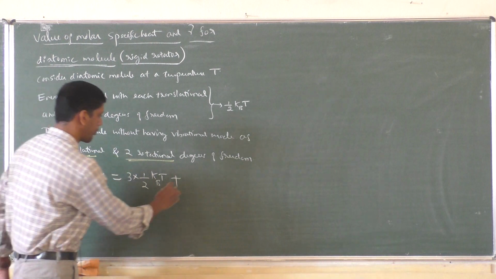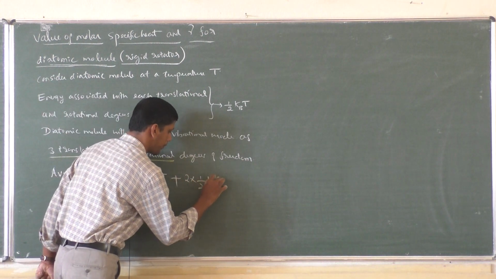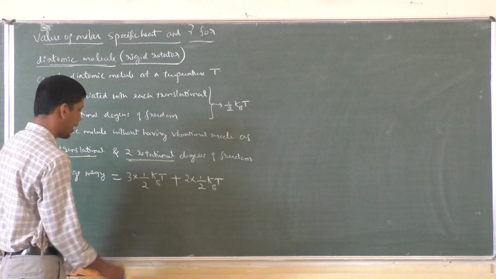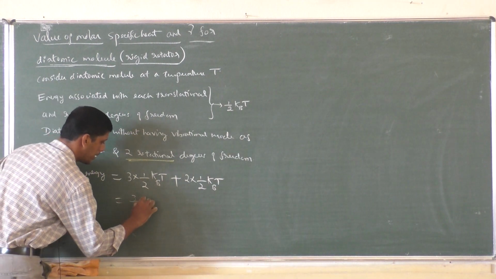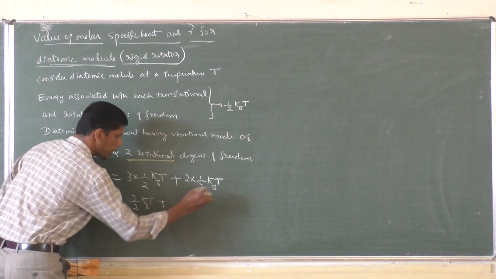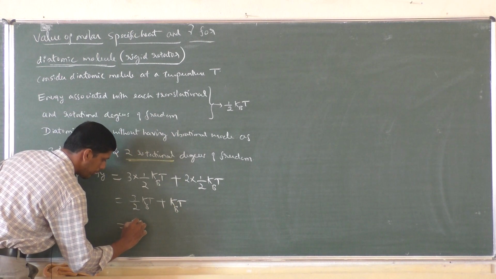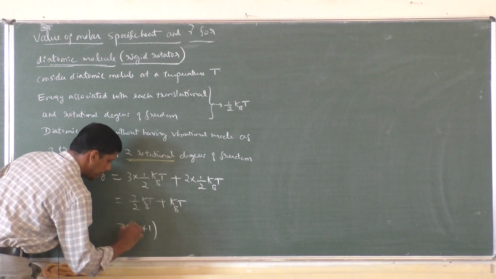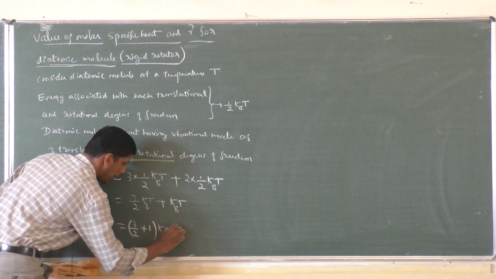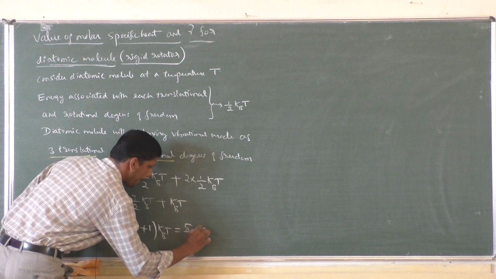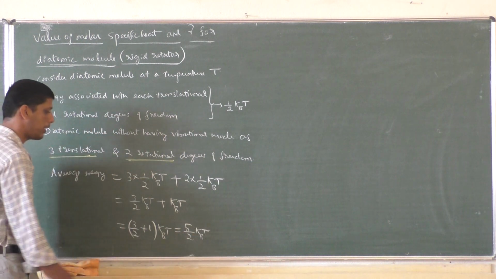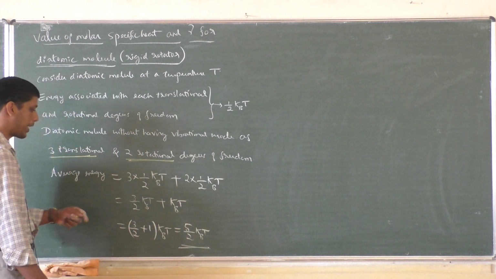2 rotational degrees of freedom. Therefore, 2 into half kBT. That should be equal to 3 by 2 kBT plus 2 by 2 kBT, the 2 cancelled, so kBT. Taking kBT outside, 3 by 2 plus 1 kBT, that should be equal to 5 by 2 kBT. So this is the value of average energy.